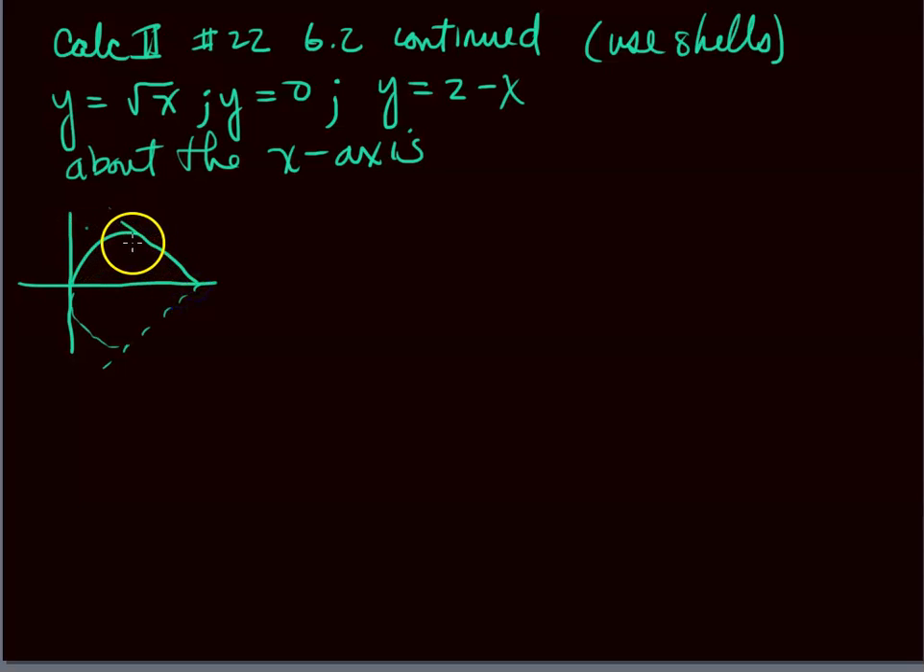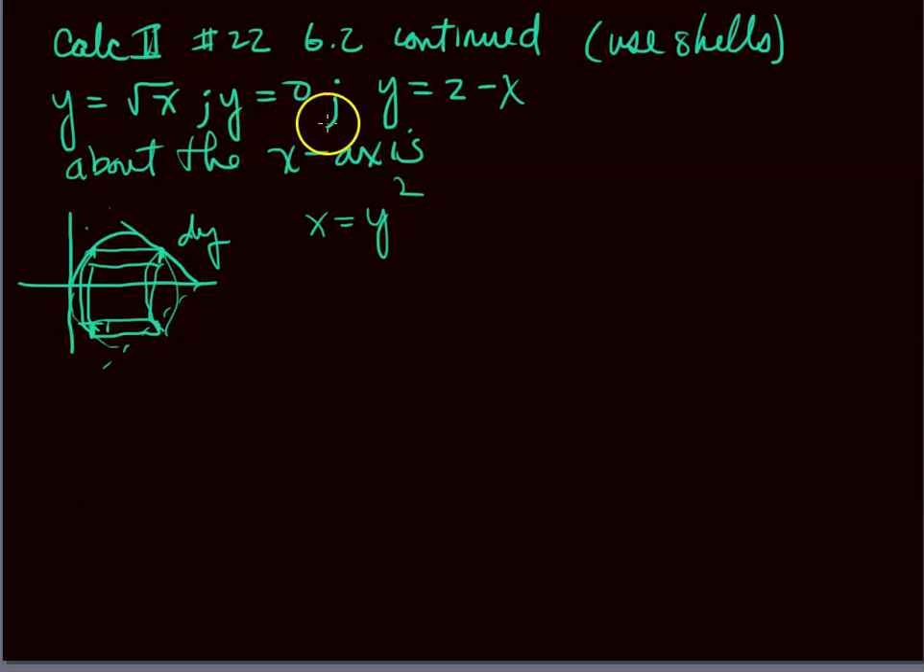Now, you can use others, but I want to use the shells so we can practice, because I'm a little rusty. So here, now we're using horizontally, we're picking our shells. And so we're doing this dy with respect to y. So all of these things need to be solved for x. So we need x equals y squared. And this will be okay because this is positive. We got everything. That'll be good.